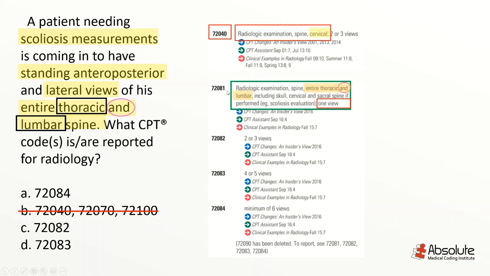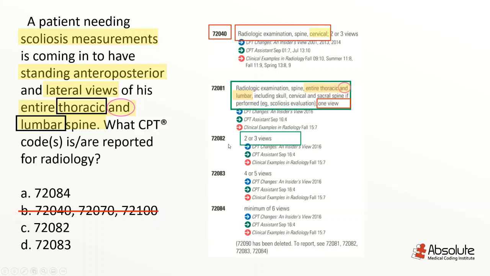This one, which isn't even on here, is only for one view, so it wouldn't be correct. But remember, this common code language is what we're looking at: everything before that semicolon. I know I say it all the time, but sometimes you just need a little reminder.